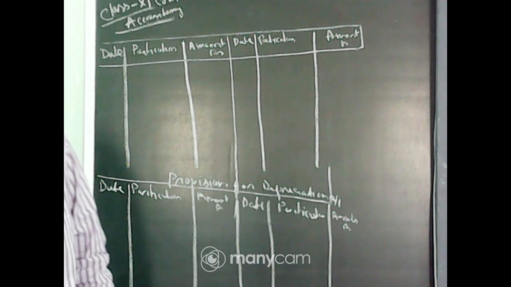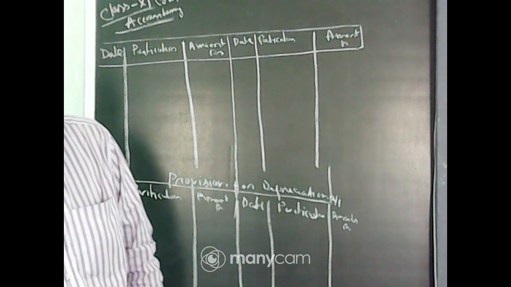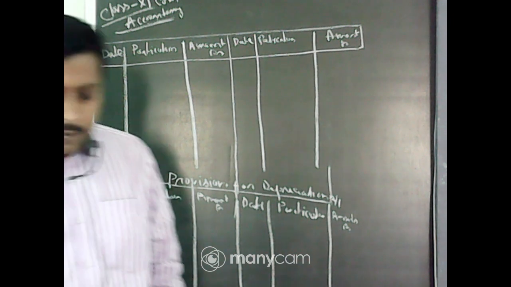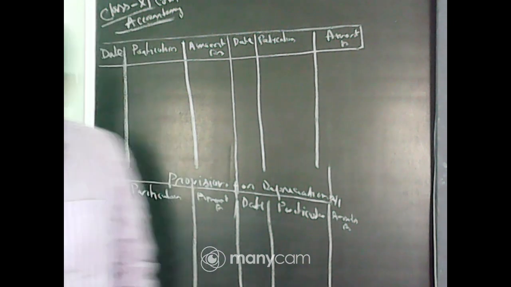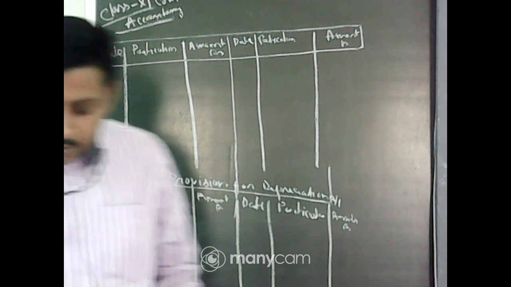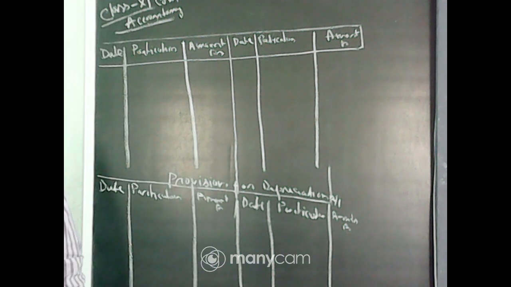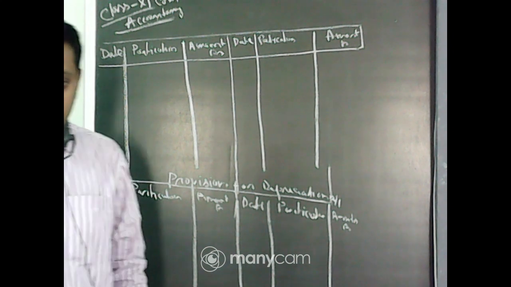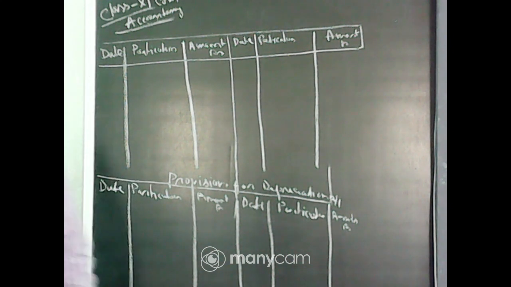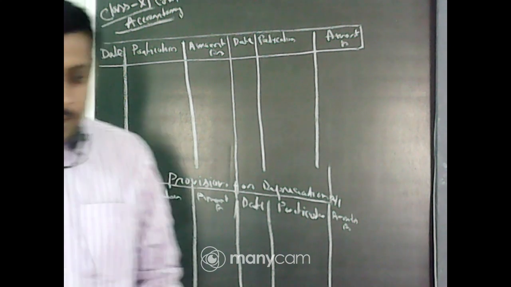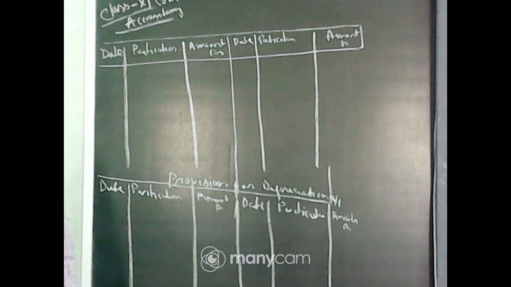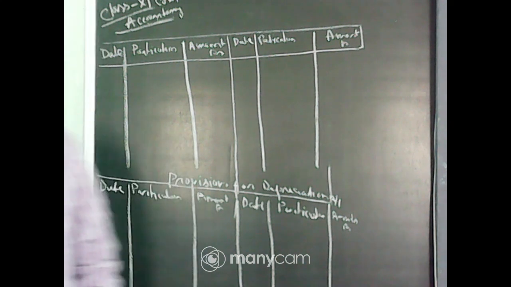Last day we have seen how to make an entry in a particular asset account if any machine was sold. Today we will show through a practical example how the provision for depreciation account has to be maintained, and what will happen if there is a sale.